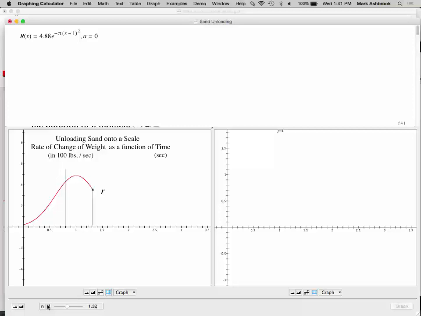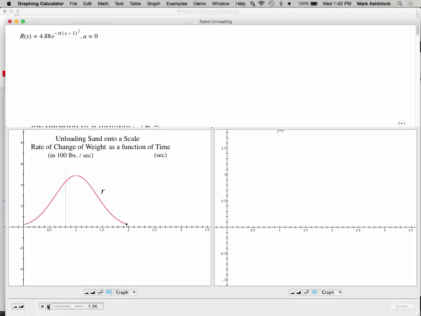Okay, so how does the sand unload? According to this rate function, how does the sand fall off the truck onto the scale at first? Quickly at first? No, slowly at first, right? The rate starts low, right? And then as time goes by, at around 2 or 1.5 seconds, the rate is high, right? So it's coming off slowly at first, and then it's coming off very quickly, and then towards the end of the 3 seconds, the rate slows down again.